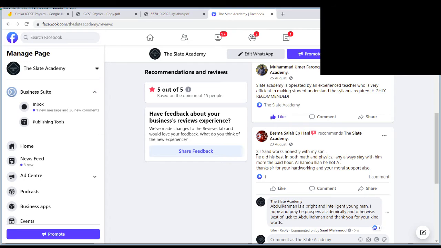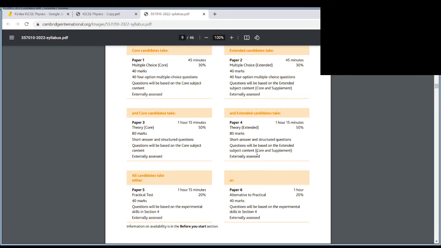The thing with him was, again, he would practice a lot. The key to these two papers, math and physics, is to practice a lot of past papers, and be true with yourself. If you understand something, it's fine. If you don't understand something, put up a question: I don't understand this thing, please explain it to me again.